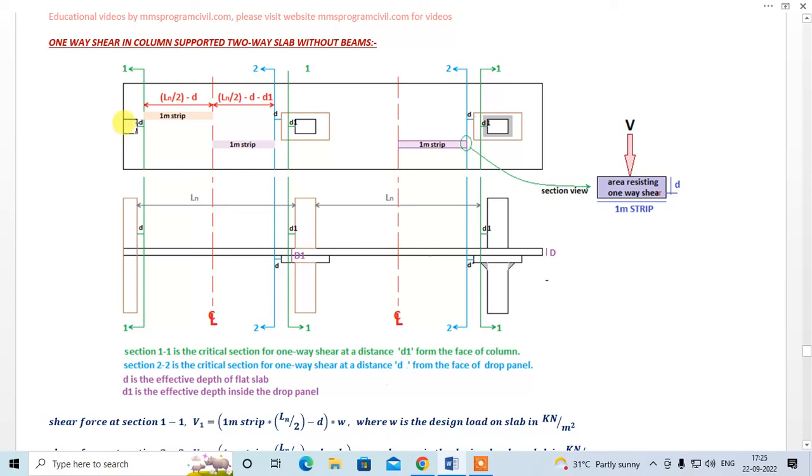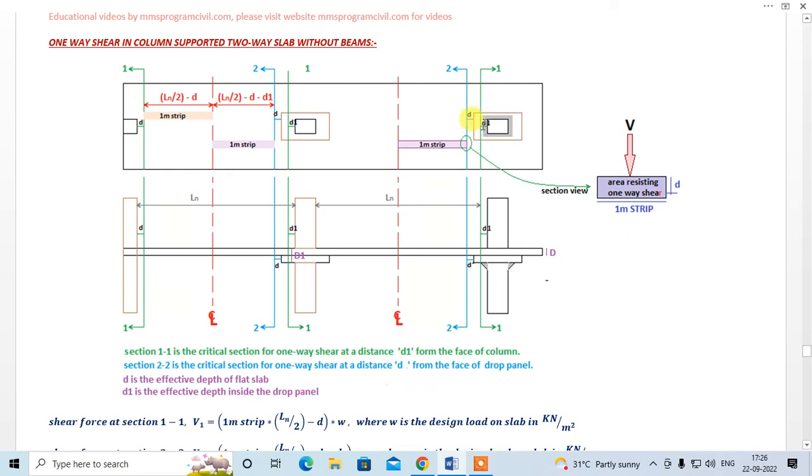Over here, simple, you have to take a section at a distance d. Over here, we have to check for two sections. One is a section at a distance d1, where d1 is the effective depth of the drop panel. Another, you have to take a section at a distance d, where d is the effective depth of the flat slab. Over here also, you have to take two sections. One is at d1, where d1 is the effective depth of the drop panel, and you have to take a section d from the drop.